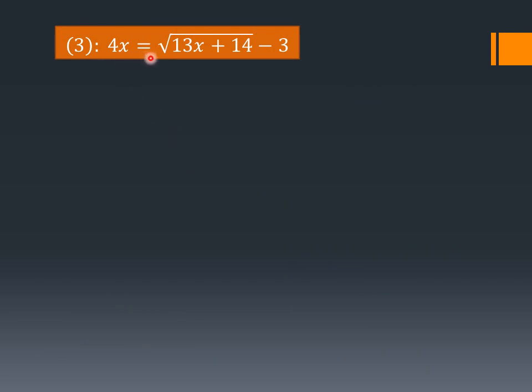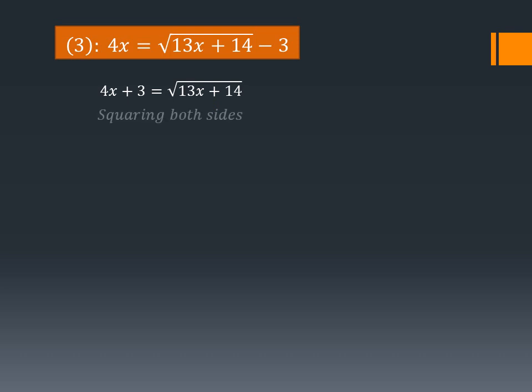Third part is 4x = √(13x + 14) − 3. Here you can see that with the radical term, we are having −3. That −3 is not required here. So we will take that −3 to the left side of the equation. The equation will become 4x + 3 = √(13x + 14). Always remember, when you have one radical sign involved in the question, take that radical to one side of the equation. No other thing will be placed with it. So √(13x + 14) will remain alone on the right side of the equation.